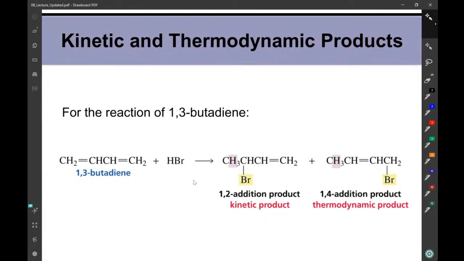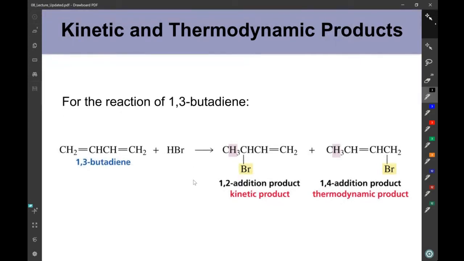So last time we ended our class talking about kinetic versus thermodynamic product. In front of us here we have the reaction of 1,3-butadiene with hydrogen bromide. This reaction is very similar to the reaction of alkenes we've seen before, but the difference is that we form two products. We have a 1,2 addition and we have a 1,4 addition.